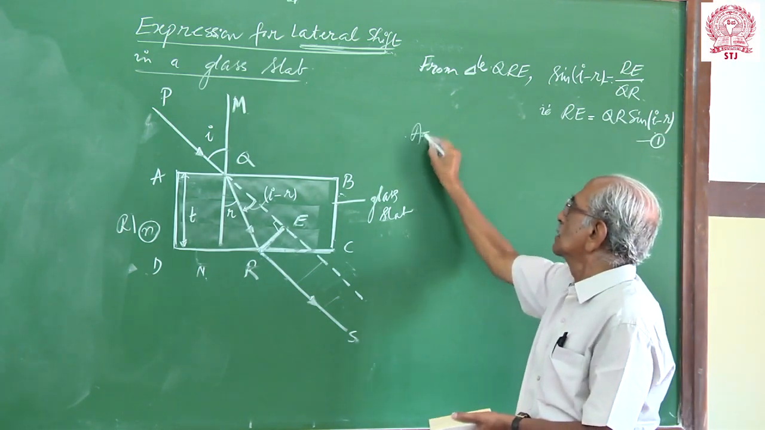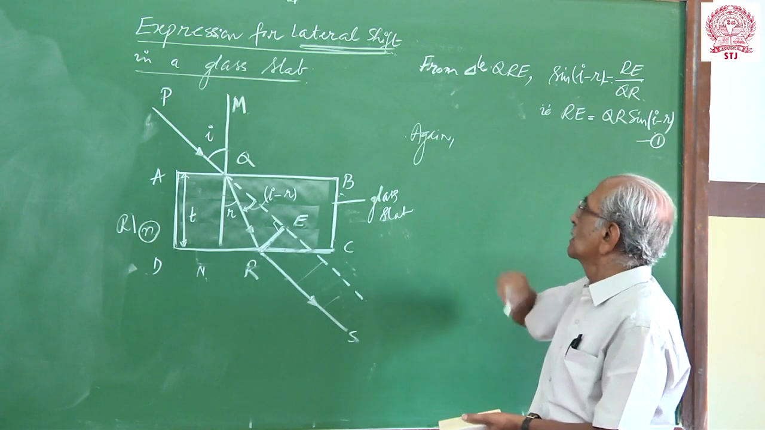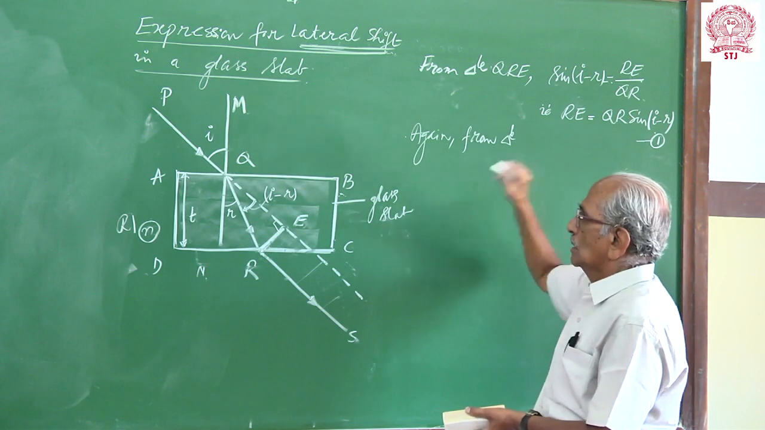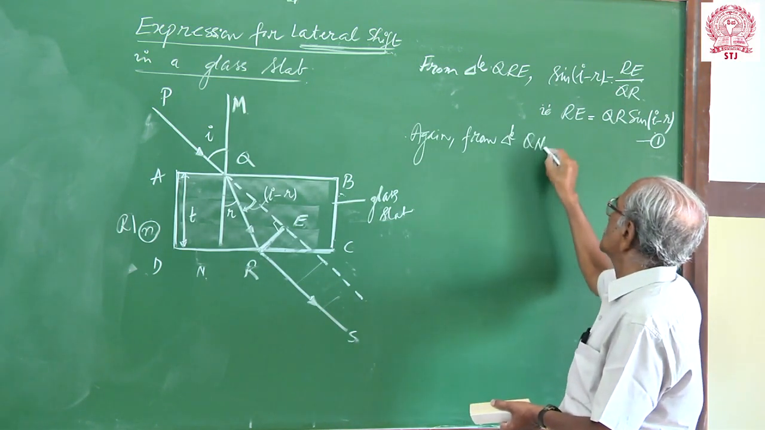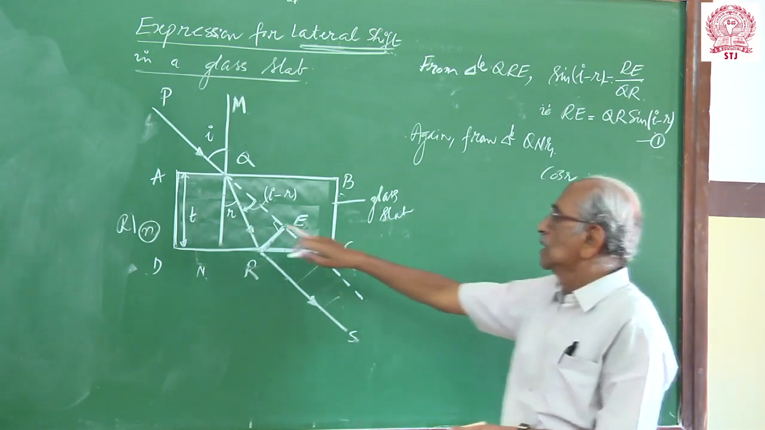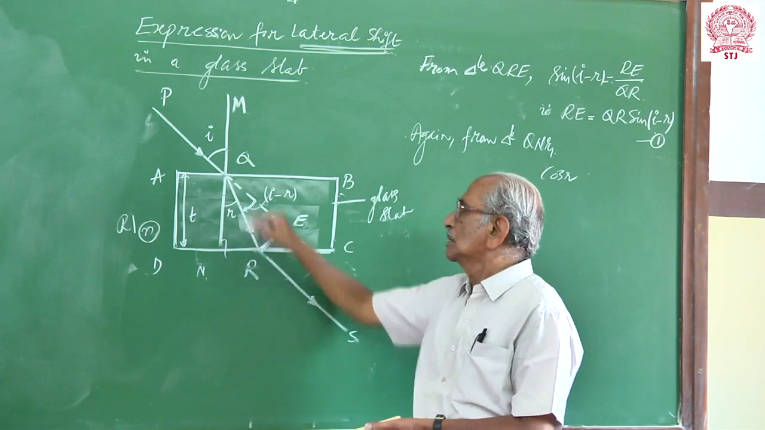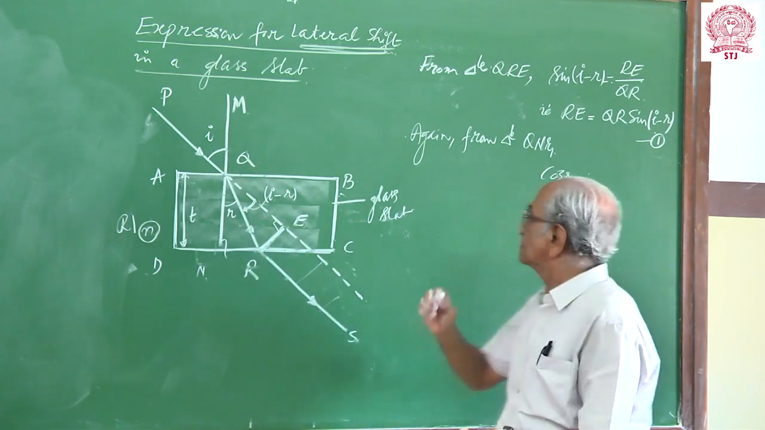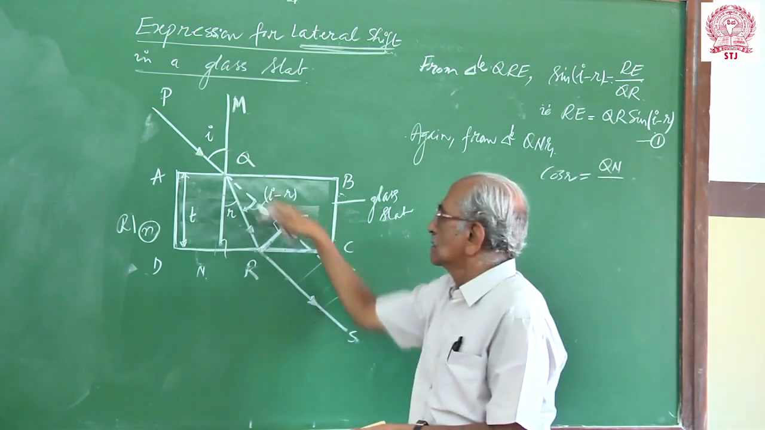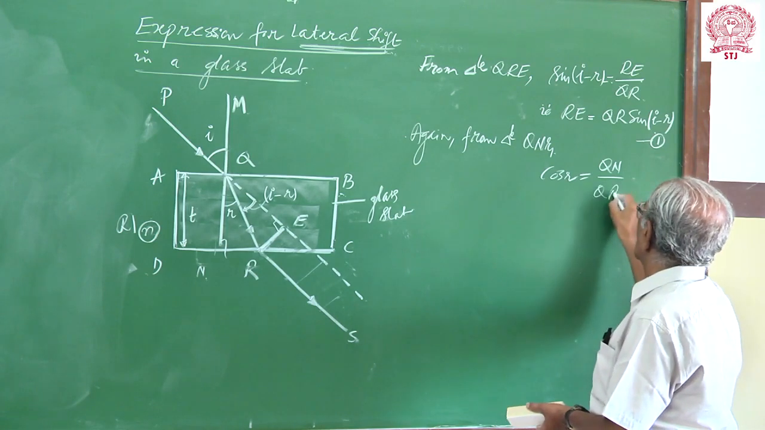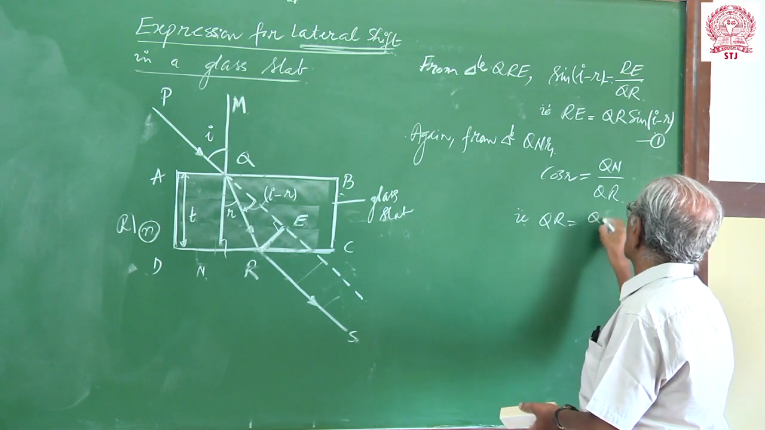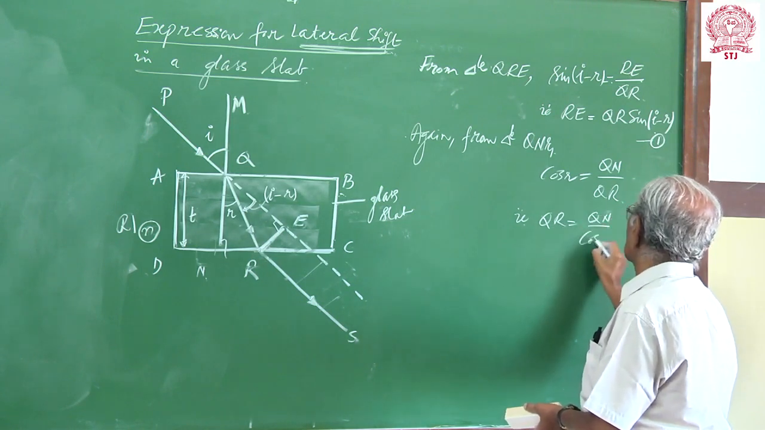Again, from triangle QMR, cosine R, R is here, this is perpendicular, cosine R is the adjacent side QM over the hypotenuse side QR. That is, QR is QM by cosine R.